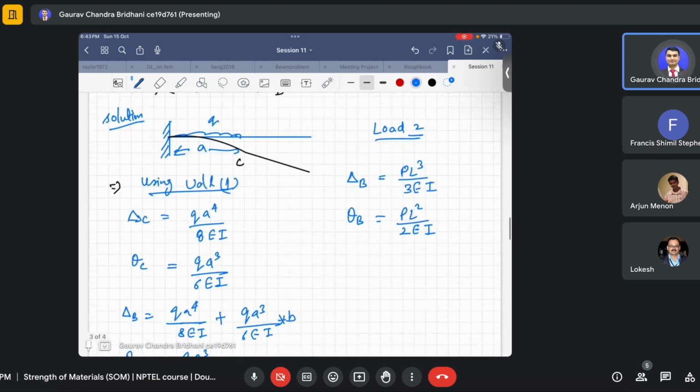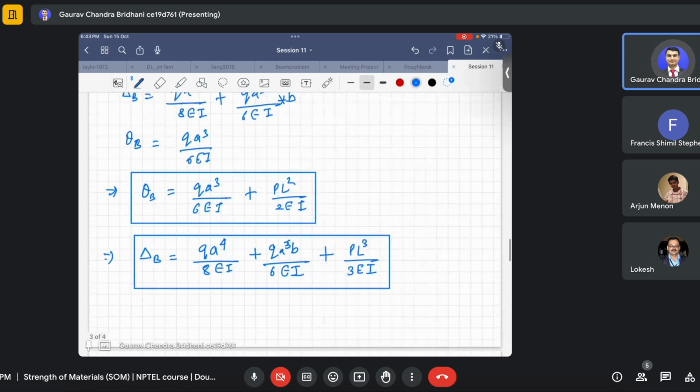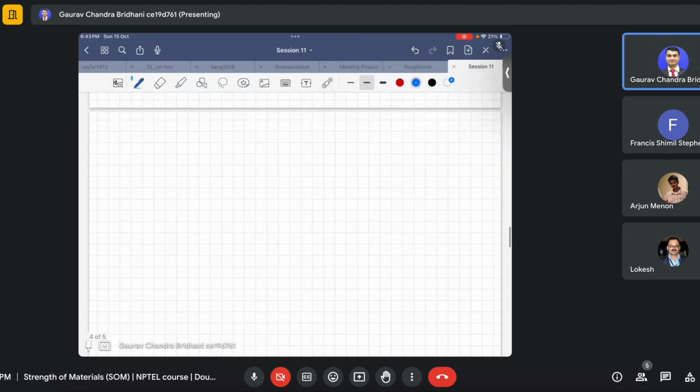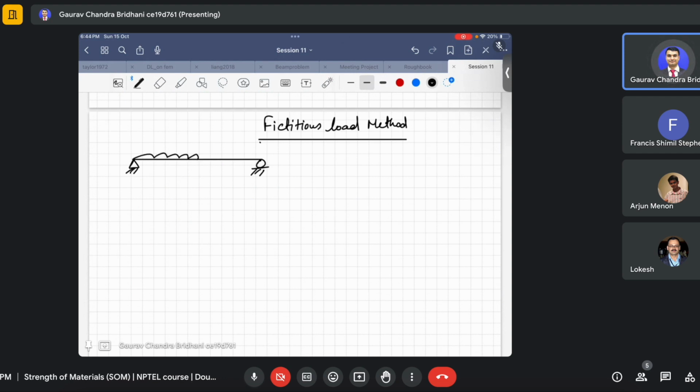Now we have done this, so we'll talk a little bit about the fictitious load method. Okay, so what this method says, let me explain with a problem. Suppose you have a beam something like this, and it is loaded something like this. This is suppose Q, and there is a point load also, P.